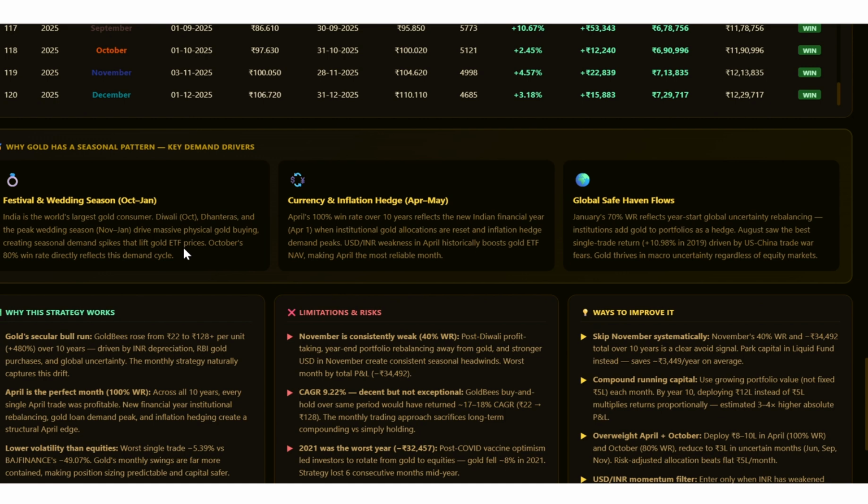Because that's the seasonal pattern. But again, we have seen that November is a losing month, so we have to be very cautious. In the Indian context, it is giving the insights: currency and inflation hedge, global safe haven flows.